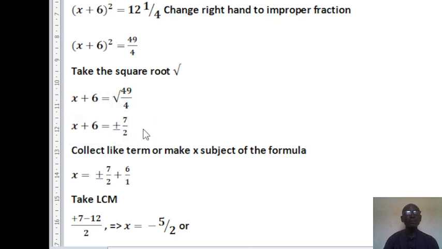I hope you are following. Plus or minus 7 all over 2. What do you do now? Collect like terms. In collecting the like terms, it means you make your x the subject of the formula. Leaving your x here, you have x equals plus or minus 7 all over 2 plus this 6. By the time it crosses to the other side, it becomes a minus, not a plus here.